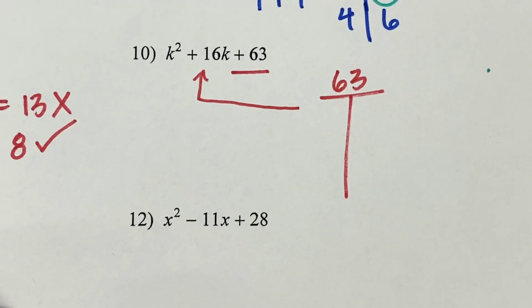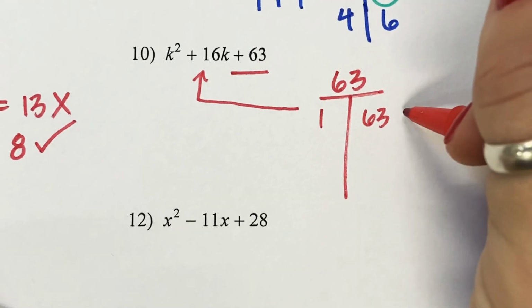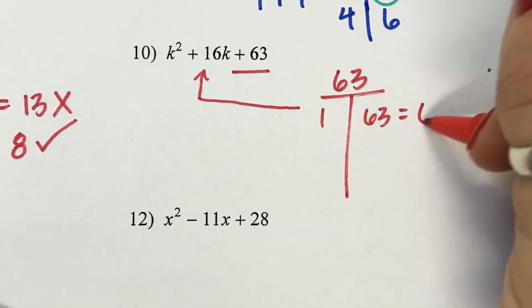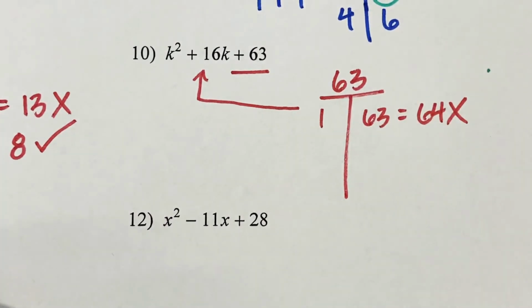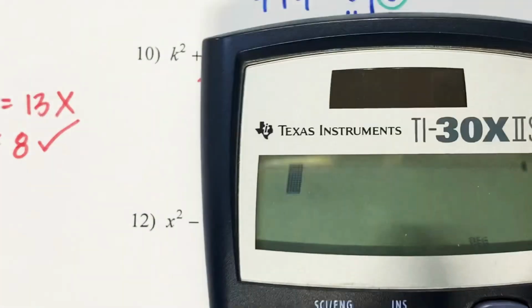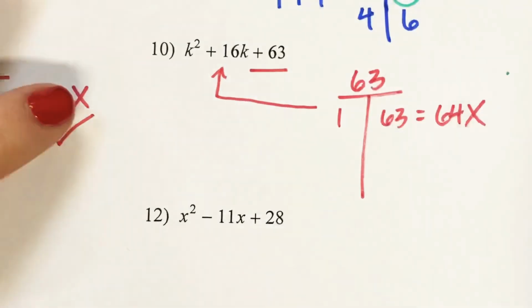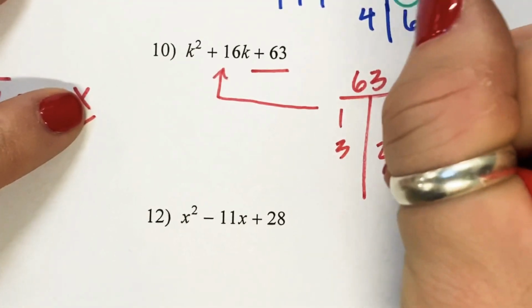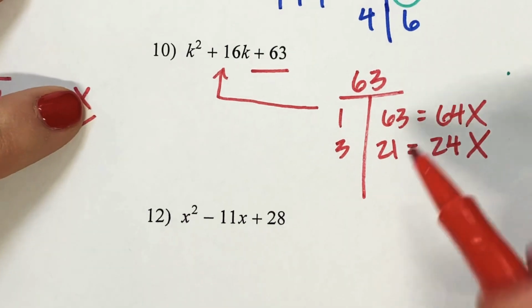16. Okay, so I probably know 1 and 63. 1 times 63 is not going to give me 16. That's going to give me 64, not even close. Okay, 2 doesn't go into 63. What about 3 and 63? What is 63 divided by 3? Okay, 3 and 21 might be getting a little closer, but that's going to give us 24, so no.